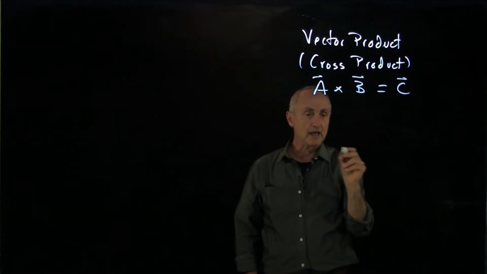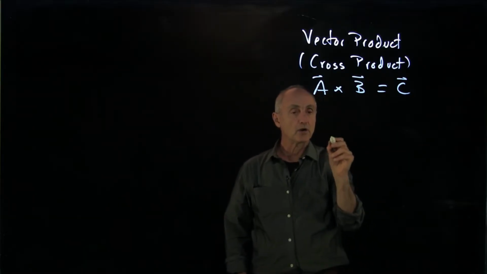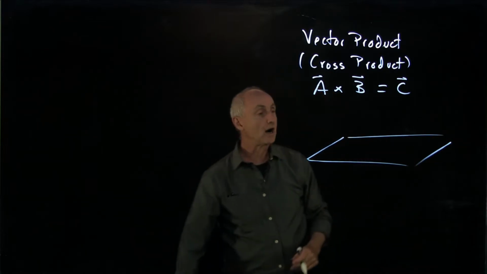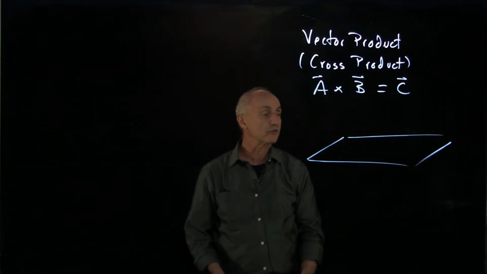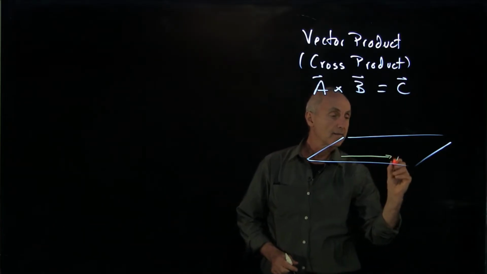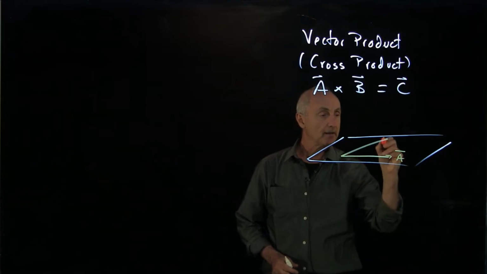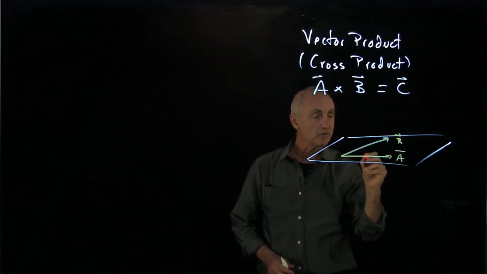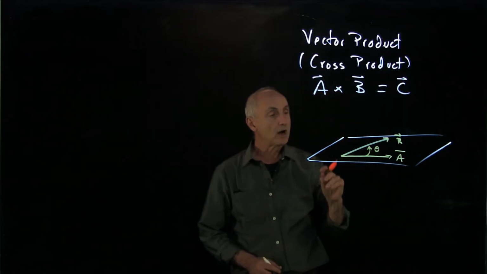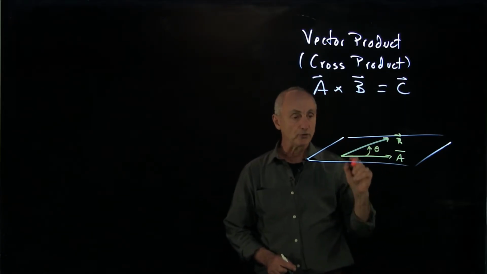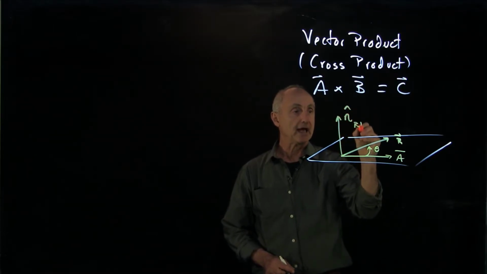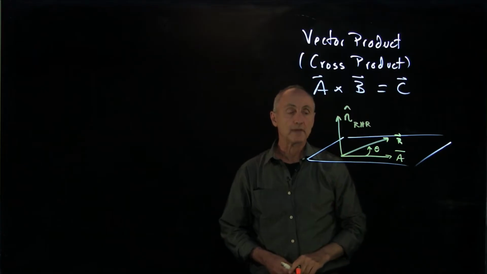So let's draw a three-dimensional picture where we have a plane. And on this plane, we have two vectors, A and B. Those vectors form an angle theta between them. Now, a plane defines two unit normals. I'll draw one up, which I'm going to call n hat right-hand rule.